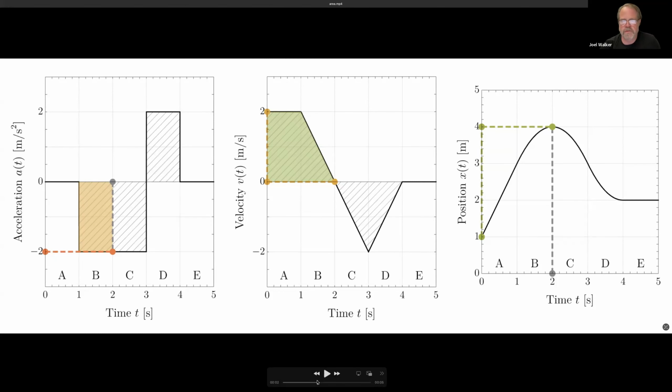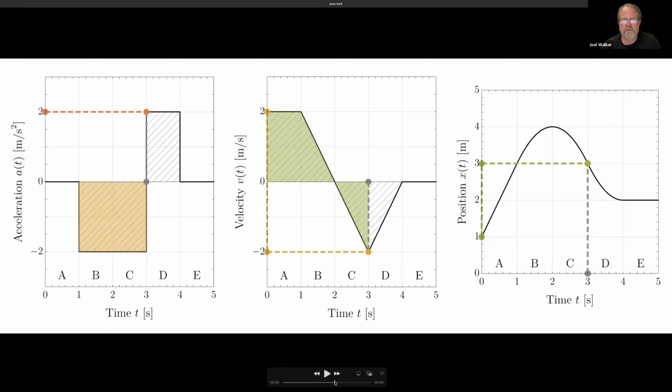Let's continue in segment C. That looks like another -2. So we've got a total there of -4 blocks. How much has our velocity changed? It started at +2. It's now reached -2. So the total change in velocity was -4 blocks, or -4 meter per second units. Now, in segment D, the acceleration switches back positive again.